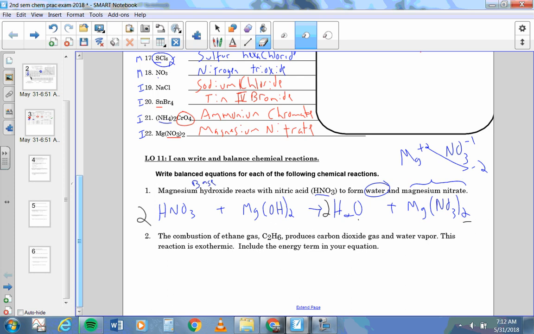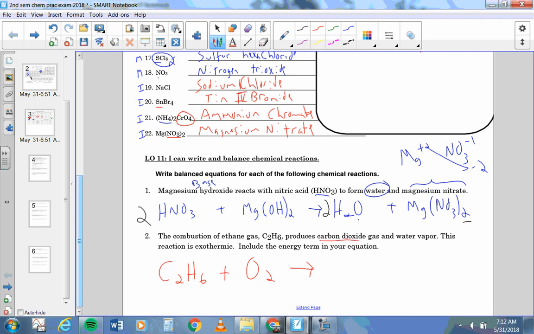The combustion, another one we're familiar with. Combustion, you take a hydrocarbon, usually something that has lots of C's and H's. You react it with oxygen, and it is either going to go complete or incomplete. This one happens to be complete. They tell us it's carbon dioxide, or else we're going to get water vapor. The reaction is exothermic, include the energy. Well, if it exits, I just put energy over here. It doesn't tell me how many kilojoules, but that's what I would put there.